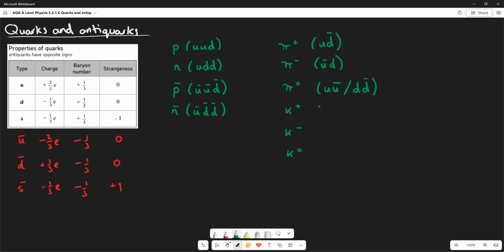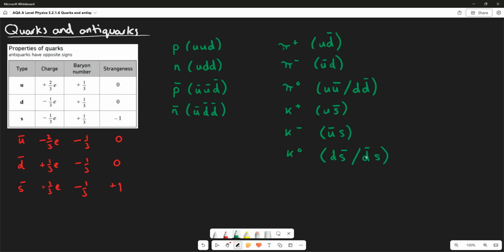The plus kaon is an up anti-strange. So this would have a strangeness of +1, and this would be known as a strange particle. Same for the negative kaon, which is the antiparticle for the positive kaon. Notice that the quarks are the anti-versions. And then finally, we've got the neutral, which is its own antiparticle. So that's the pions and the kaons.